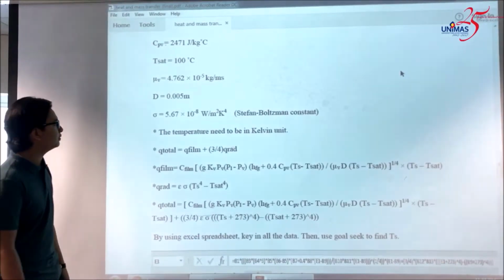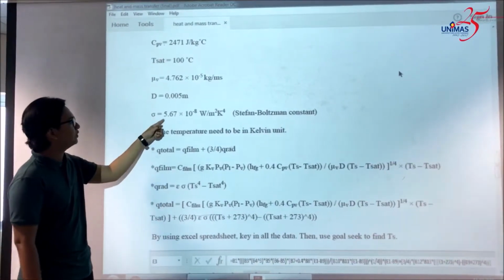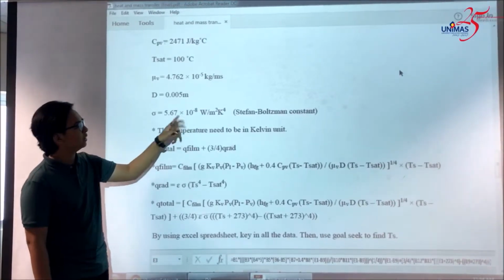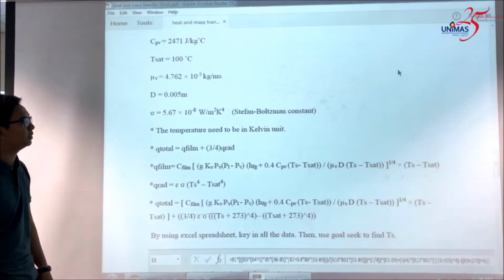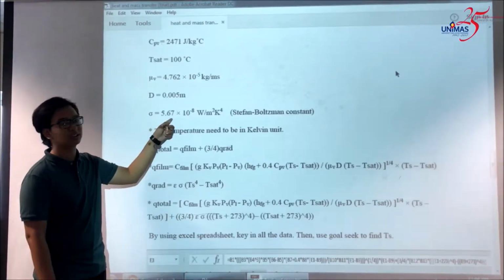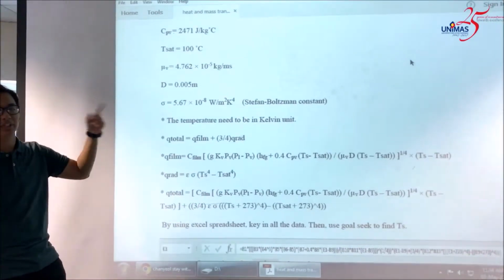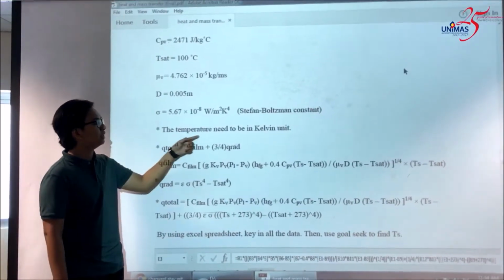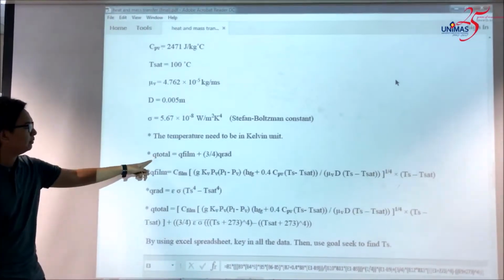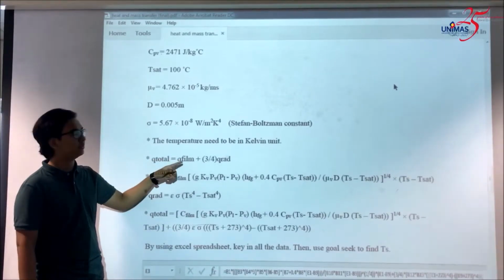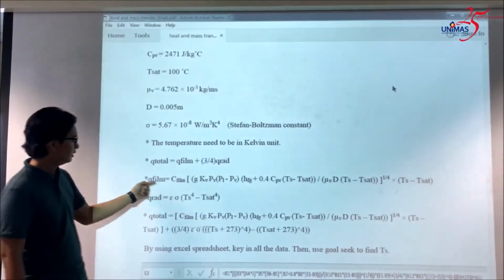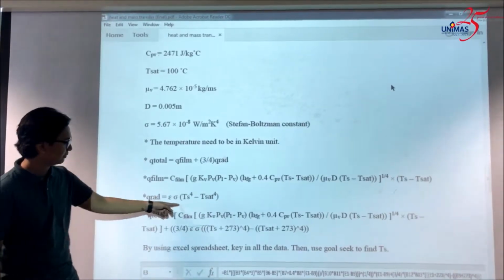Diameter is 0.005. And sigma is 5.67 times 10 negative 8 watt per meter square Kelvin power 4. This is the Stefan Boltzmann constant, different from the previous sigma used for Q nucleate. The temperature needs to be in Kelvin unit. So the formula is Q total equals Q film plus 3 over 4 Q rad. The formula for Q film is this one, and Q rad is this one.